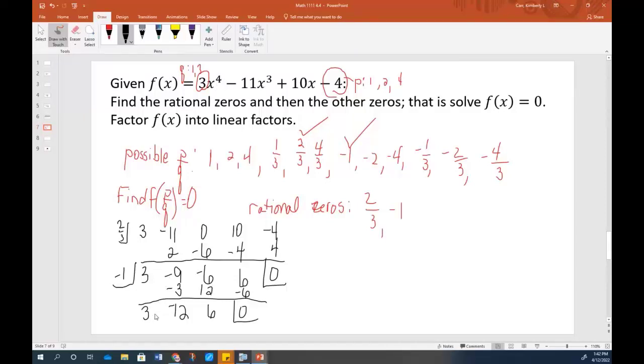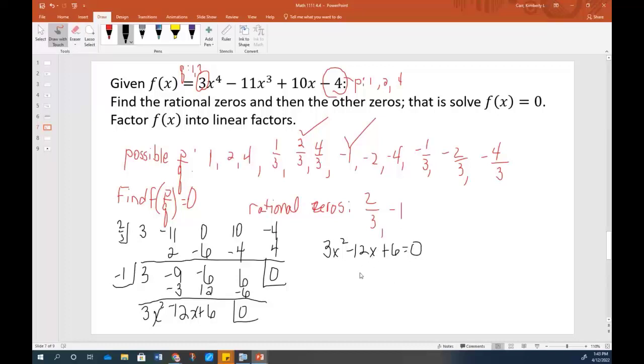Okay, so my reduced polynomial then, if it started as a 4th degree and I took out 2 of those roots, this is now an x squared. So 3x squared minus 12x plus 6. That's what's left. And notice it says I've got to find the other zeros. So I'm going to take this 3x squared minus 12x plus 6 and solve it.